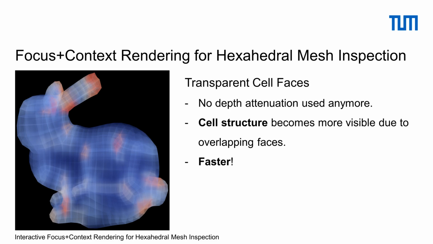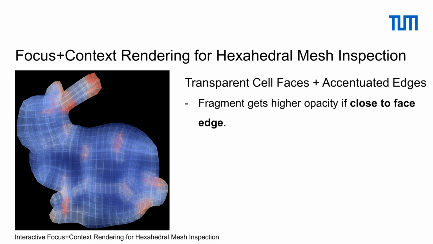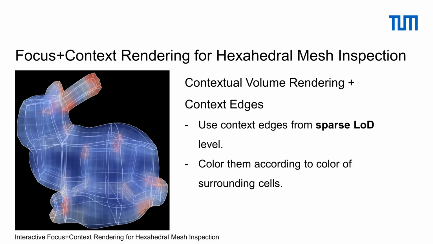When simply rendering transparent cell faces without depth attenuation, the cell structure becomes more visible due to overlapping faces. Also, this approach is computationally faster, as we do not need to track view ray entrance and exit points for computing the optical depth for depth attenuation. If we assign a higher opacity to fragments close to face edges, the cell structure is emphasized even more clearly. Additionally, using our single-pass rendering approach, context edges from a sparse LOD level can easily be added into the volume.